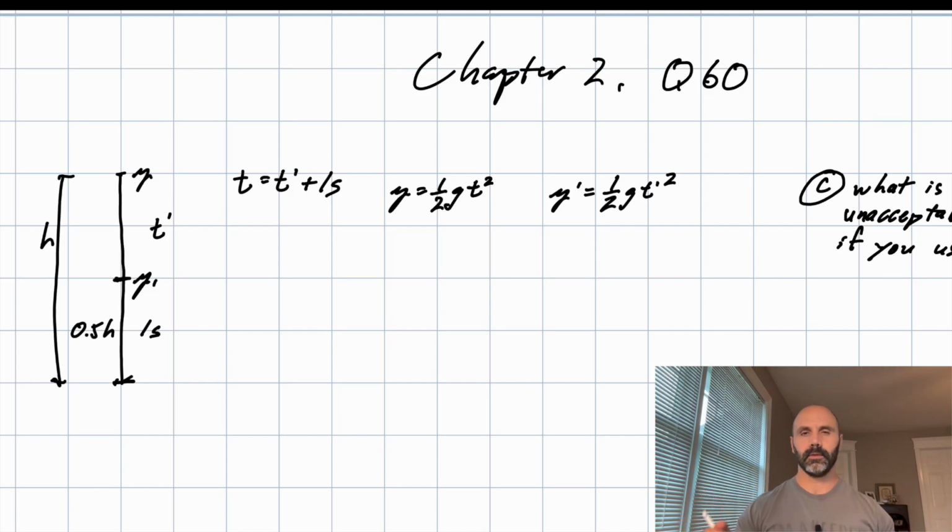Here's the setup. There's an object that's dropped and it falls in the last half of the distance. It falls in a time of 1 second. So the last half, we're talking about half the distance. The last half of the distance, it falls in a time of 1 second. So how long was the total fall? And also how high was the fall?